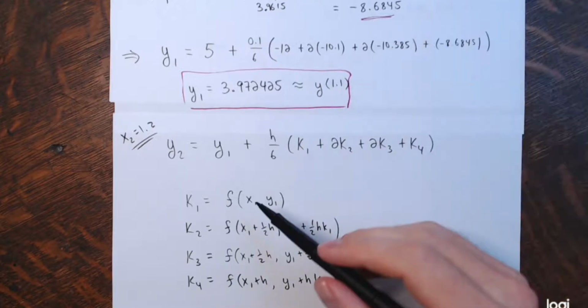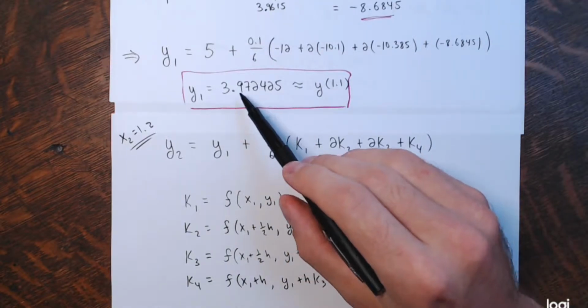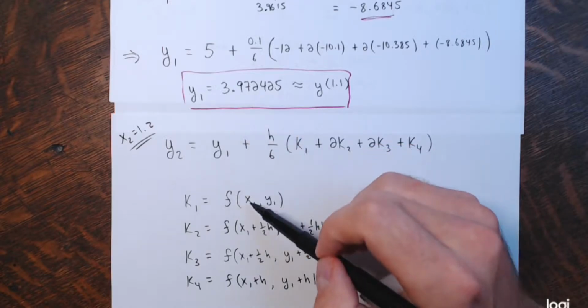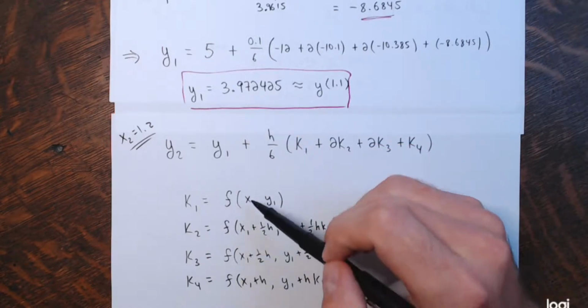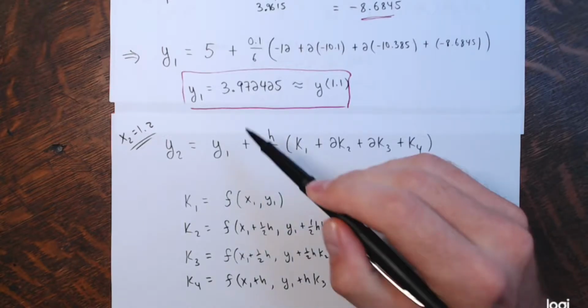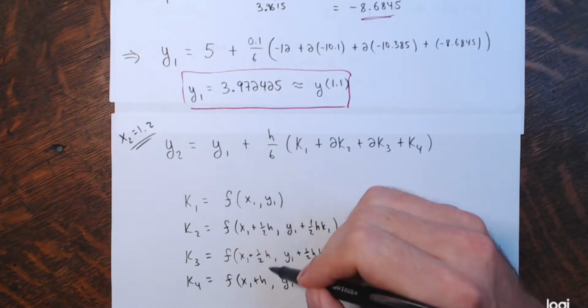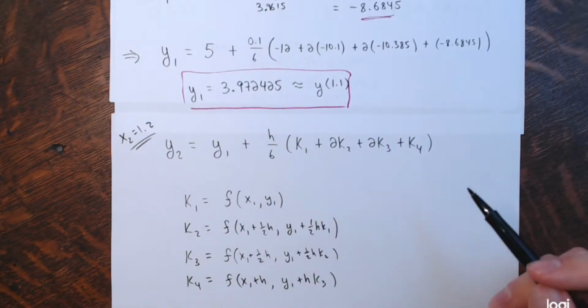And everywhere you see y1, right, that's this value. And remember, x1 was 1.1. Right, so everywhere you see x1, that's 1.1. Everywhere you see y1, that's this 3.972425. And everywhere you see h, that's 0.1. And you see how annoying this would get to write out by hand?